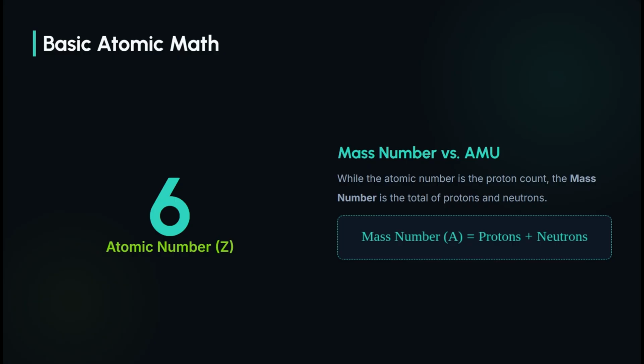Basic atomic math. So, mass number versus AMU. While the atomic number is the proton count, the mass number is the total number of protons and neutrons. So the mass number is equal to protons plus neutrons. For example, we have the atomic number Z, which is 6, and obviously that's carbon, and carbon will usually have 6 protons and 6 neutrons, but we'll get more to that in a few slides.